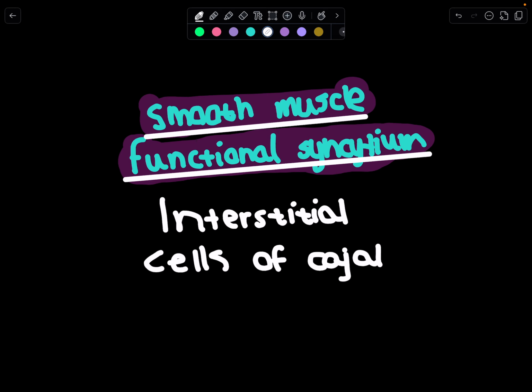So, tell me a bit more about these interstitial cells of Cajal and what these gap junctions are, how they allow electrical coupling.